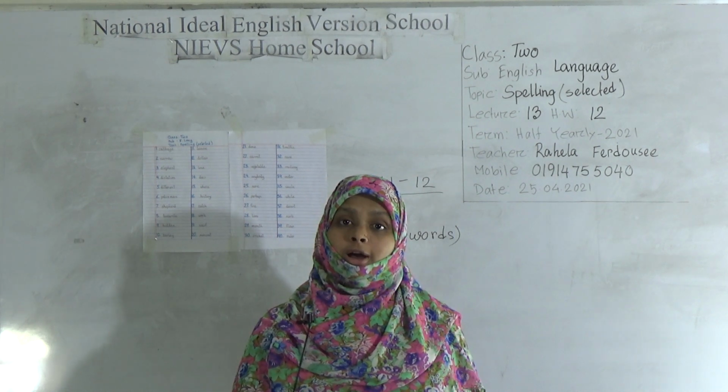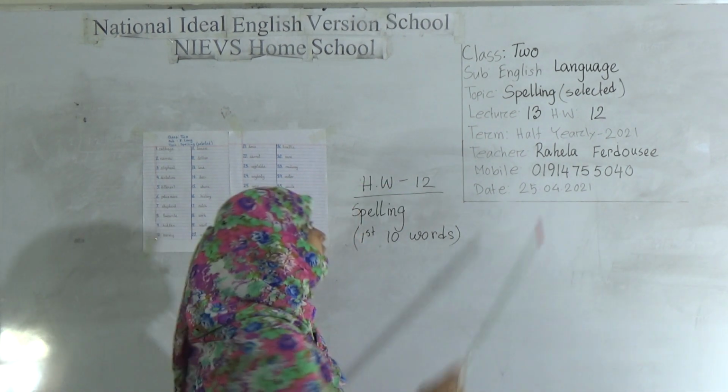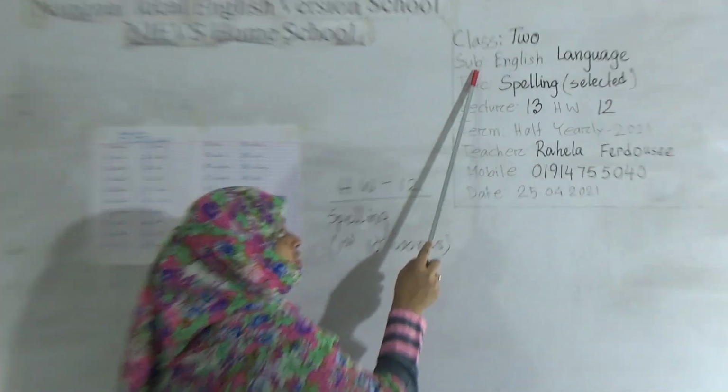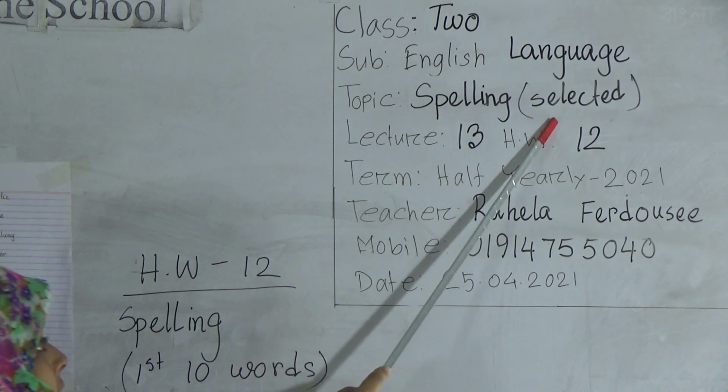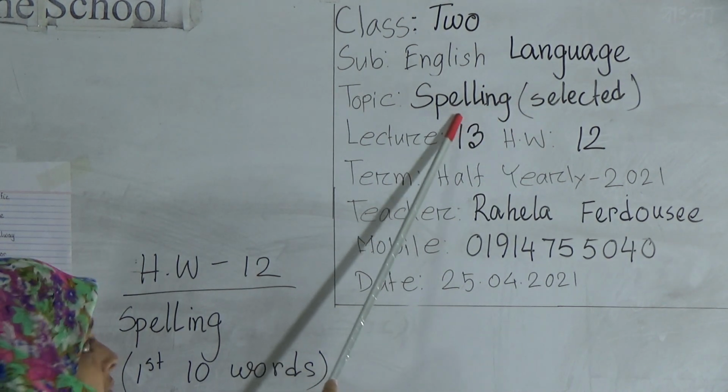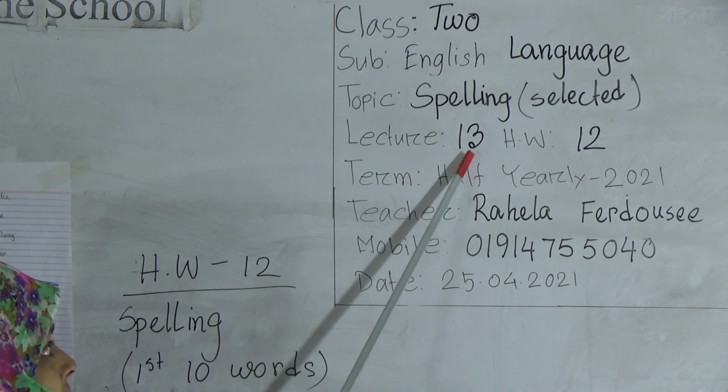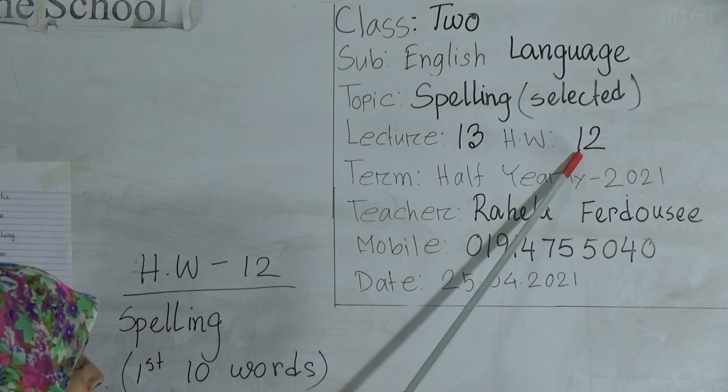Today I am going to have a class with the students of class 2. Our today's subject is English language. Our today's topic is spelling selected. We will do the selected spelling. Today's lecture number is 13 and SW number is 12.